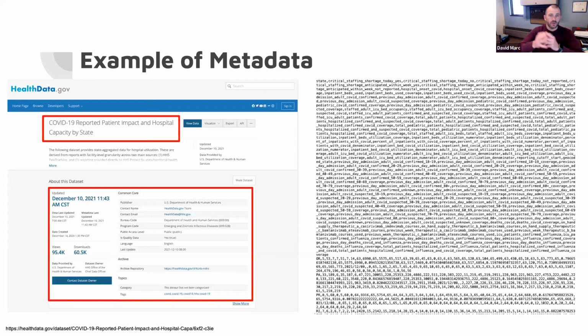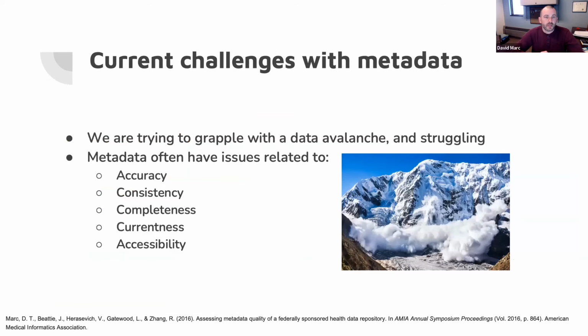But this is just a preview. So the metadata is describing that specific data set. And the repositories are a collection of all of this metadata that's describing these specific data sets. There's a problem, though, with that metadata, as you could have seen in that prior example.